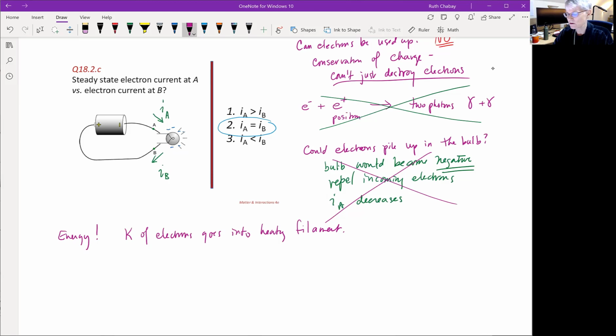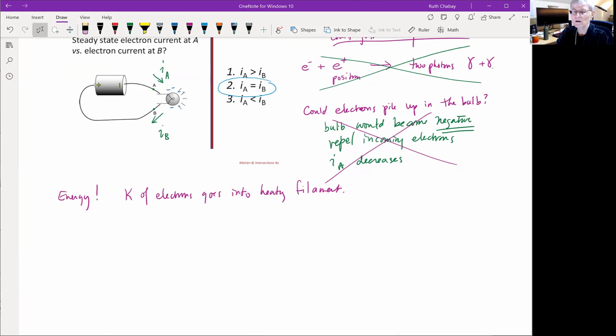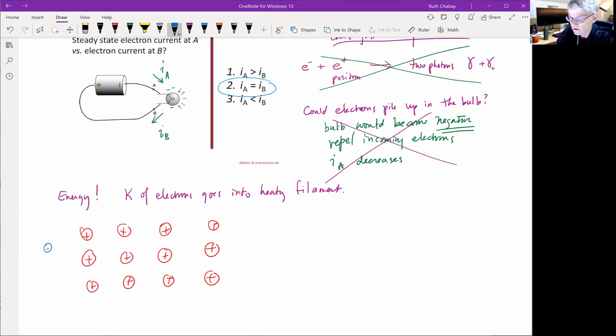So what happens here is that electrons are moving through a metal. Remember our model of a metal: we have these positive atomic cores, which is the nucleus and all the electrons except one. And that one electron is given up to the mobile electron sea. So here come some electrons moving through this.